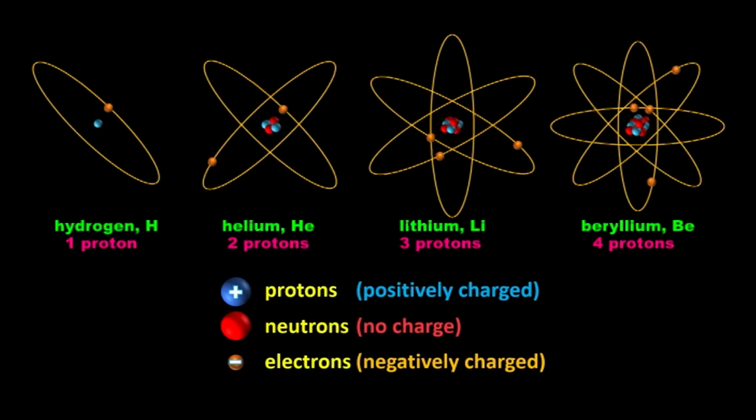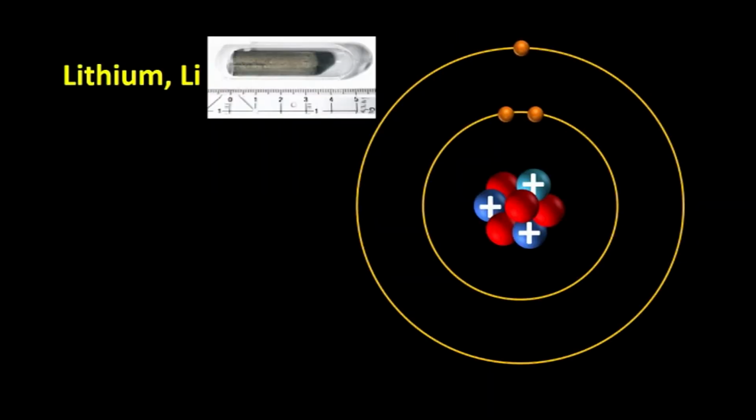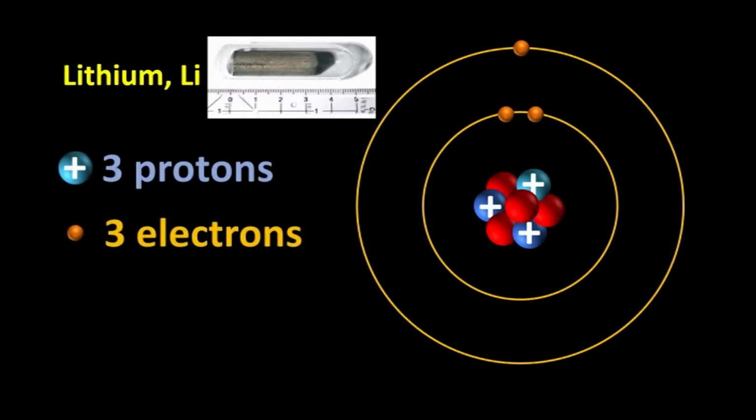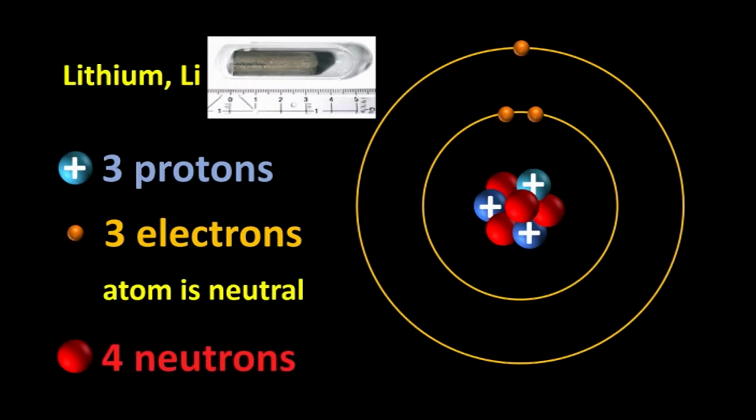Neutrons don't have any charge. They're said to be neutral. The number of protons in the nucleus of the atom defines the type of atom that it is. For example, all lithium atoms in a sample of lithium metal have 3 positively charged protons. They also have 3 negatively charged electrons, and so overall every atom is neutral, or in other words, it has an overall charge of 0. Most lithium atoms also have 4 neutrons.